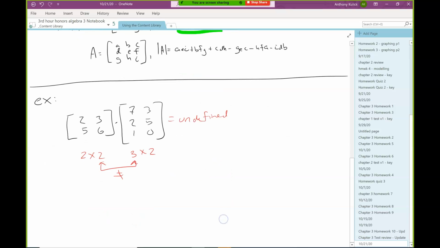Am I going to do something like that on a test? You better believe it. It's very important that, before you start trying to do any multiplication problem, you check to make sure we can actually multiply them together.